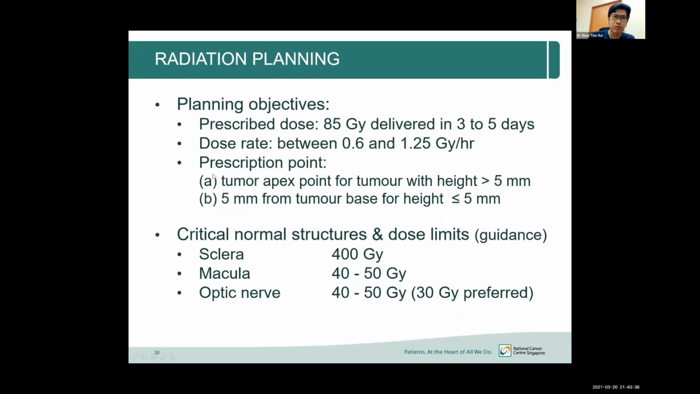And these are the critical normal structures and dose limits. Even during our time in Valladolid in Spain, these numbers are more of a guide and not necessarily strictly observed, depending on the location and the type of the tumor. But roughly, these are the numbers that we were looking at. Sclera, 4,400 grays. Macula, 40 to 50 grays. Optic nerve, 40 to 50, but preferably lower.